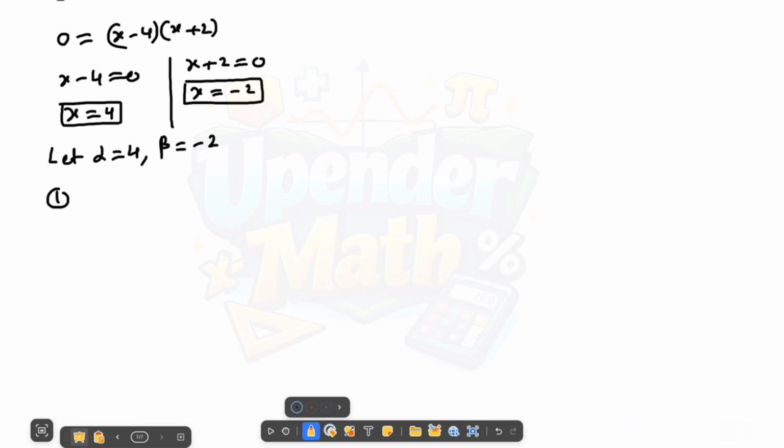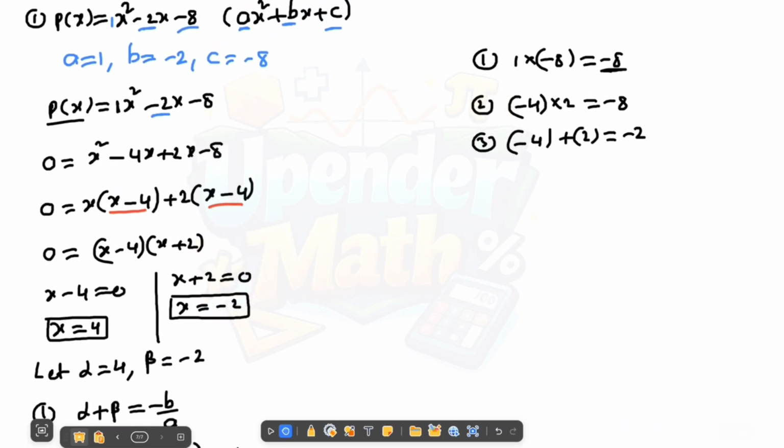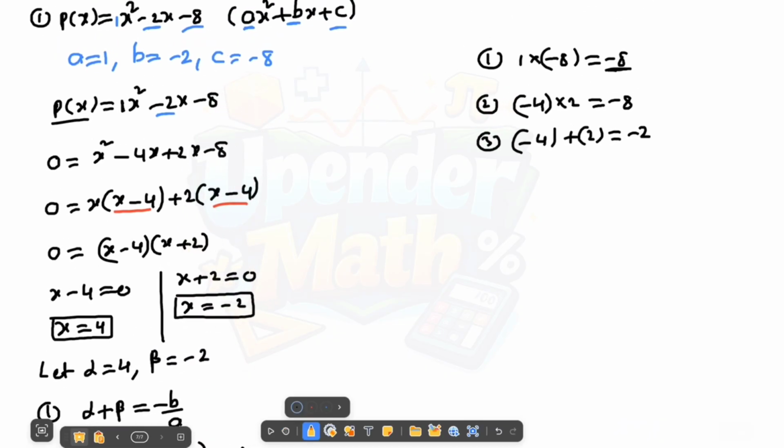Now what is the first relationship? Sum of the zeros alpha plus beta must be equal to minus b by a. Let's check. Alpha plus beta is equal to, alpha is plus 4 plus beta is minus 2. Plus 4 minus 2 is plus 2. And what is minus b by a? Let's check it. What is the b value? Here b value is minus 2, and a value is 1.